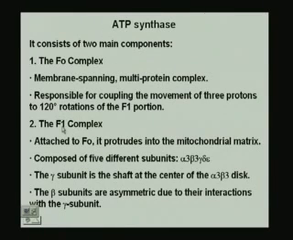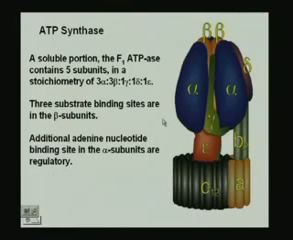The F1 complex is attached to F0 and it protrudes into the mitochondrial matrix. It is composed of 5 different subunits named alpha, beta, gamma, delta, epsilon. There are 3 alpha subunits, 3 beta subunits, a gamma, a delta, and an epsilon. The gamma subunit is the shaft at the center of the alpha 3 beta 3 disc, and the beta subunits are asymmetric due to their interactions with the gamma subunit. Now, let us see what each of these things mean.